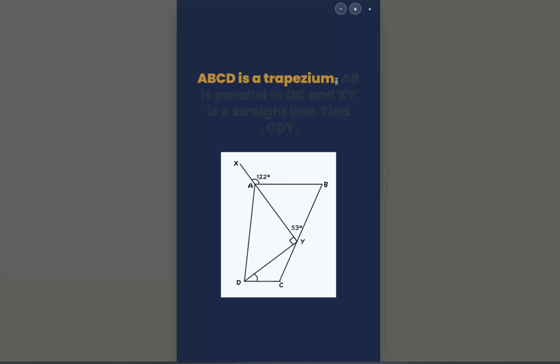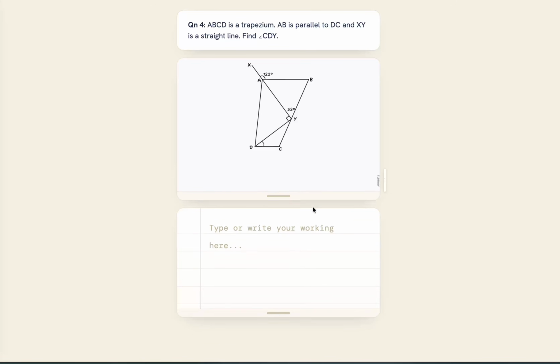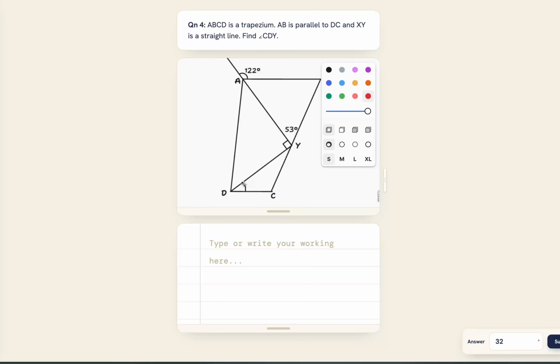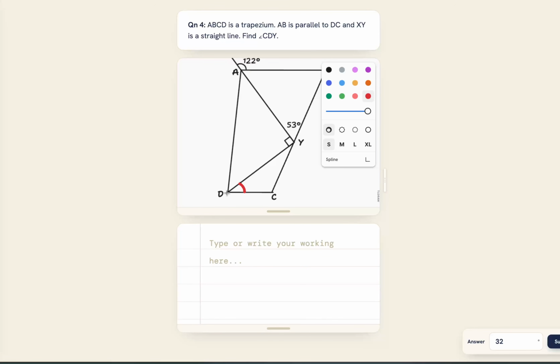Question number 4. ABCD is a trapezium. AB is parallel to DC, and XY is a straight line. Find angle CDY. If we were to zoom this in, in order for us to get angle CDY, which is in red over here, what can we do? Angle CDY is inside triangle CDY. So angle CDY is basically 180 minus angle DCY minus angle CYD.